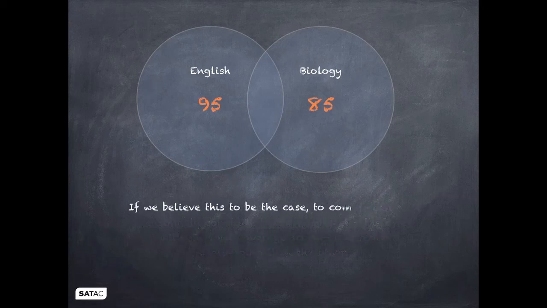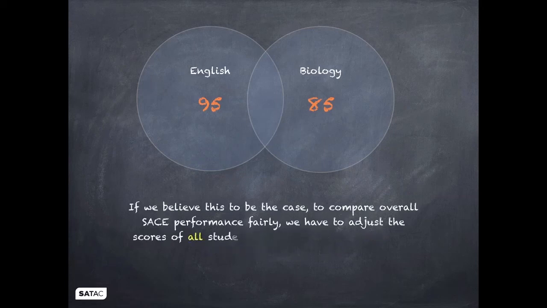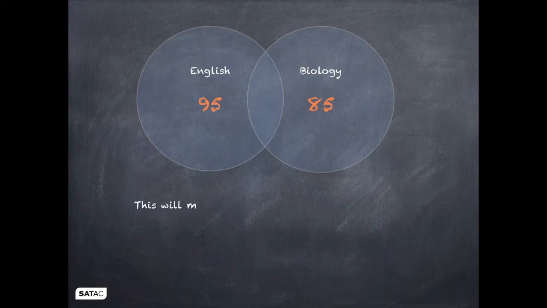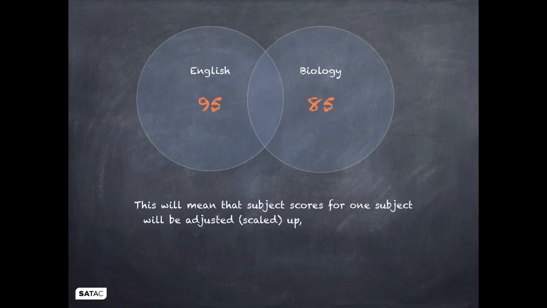If we believe this to be the case, to compare overall SACE performance fairly, we have to adjust the scores of all students in the common candidature in both subjects until the average subject scores are the same. This will mean that subject scores for one subject will be adjusted or scaled upwards, subject scores for the other will be adjusted or scaled downwards.